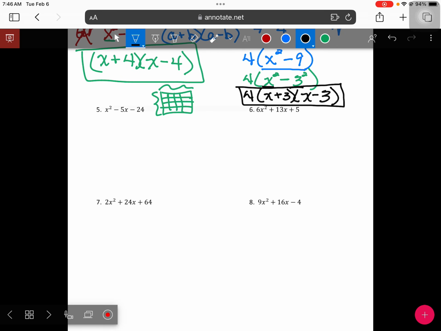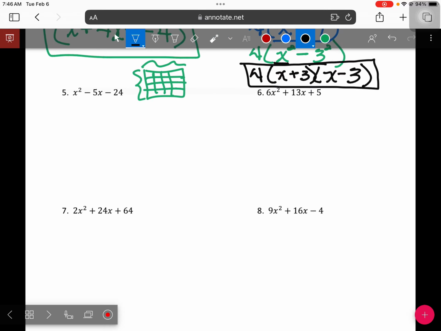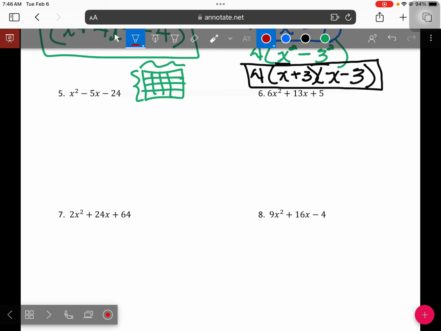Okay. Let's move on. Let me take a look at these. All right, we'll do 5. Let's do 5. So first of all, we say, do I have a GCF? And you look at it and you're like, well, my coefficient's 1 and they don't all have x's, so that's a big no right away.